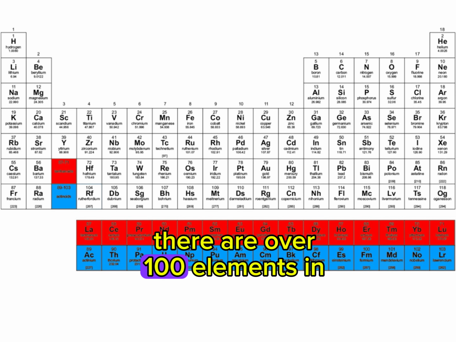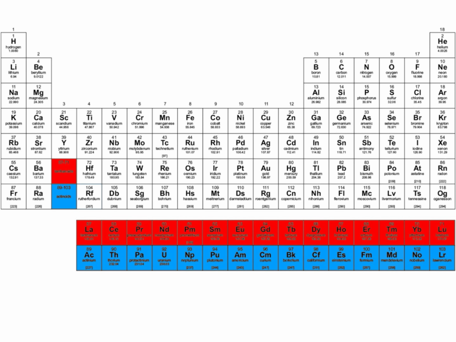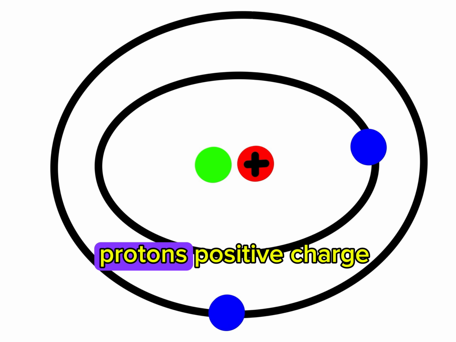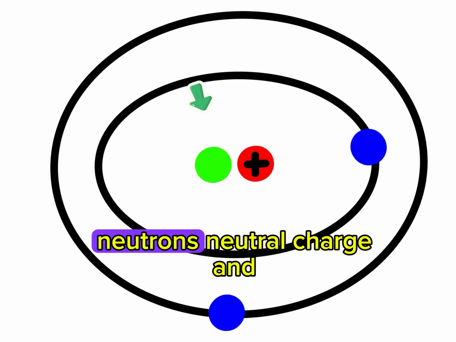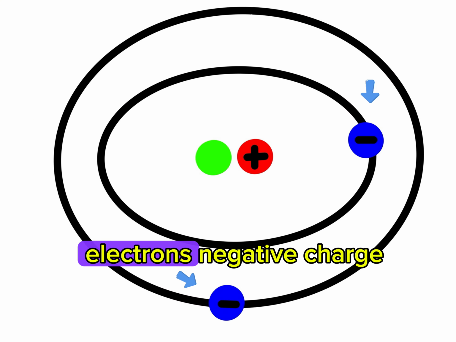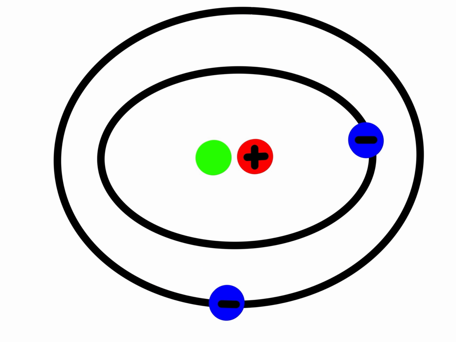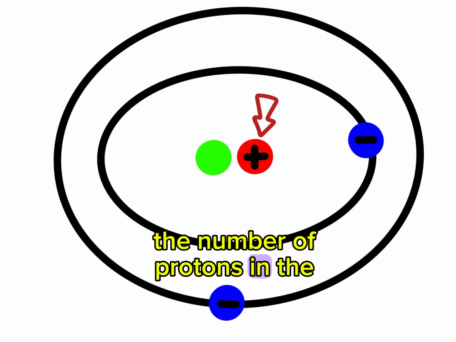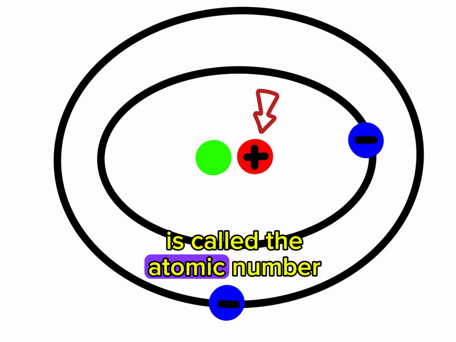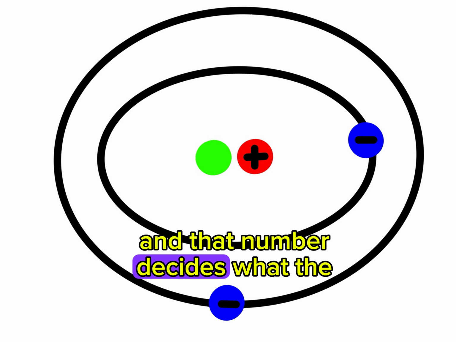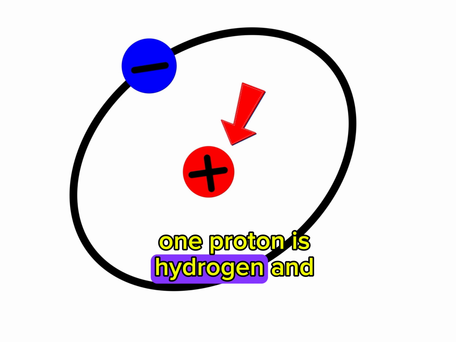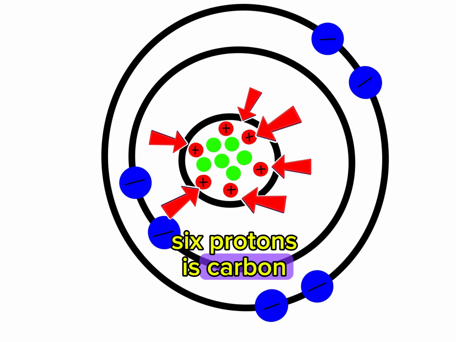There are over 100 elements in the periodic table. Every element is made of atoms, and every atom is made of protons (positive charge), neutrons (neutral charge), and electrons (negative charge). Electrons in the outside layer of the atom are called valence electrons. The number of protons in the middle of the atom is called the atomic number, and that number decides what the element is. For example, 1 proton is hydrogen, and 6 protons is carbon.